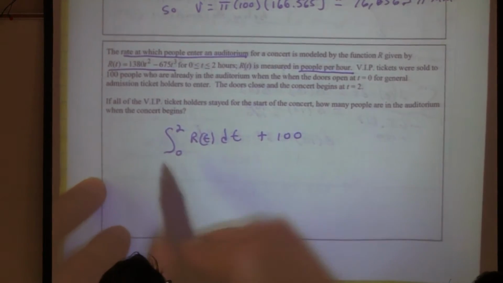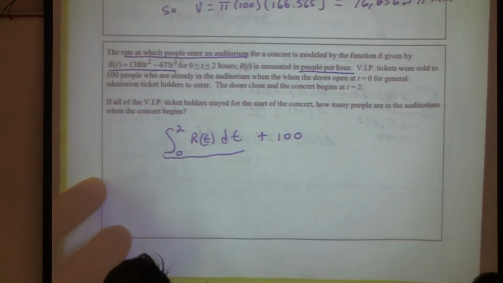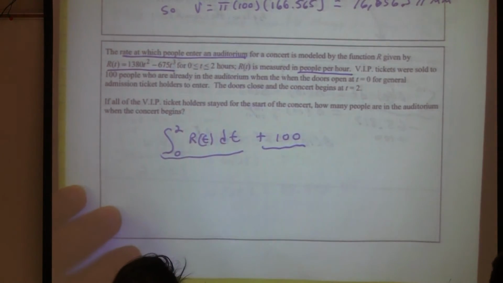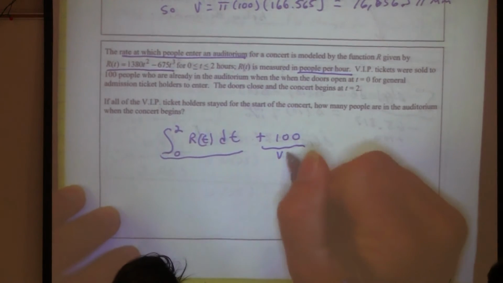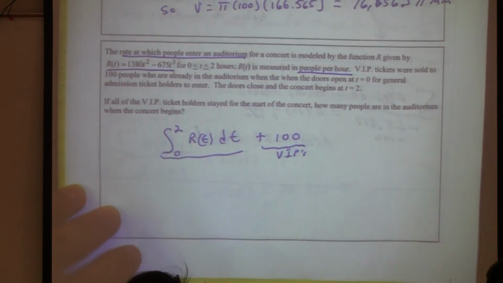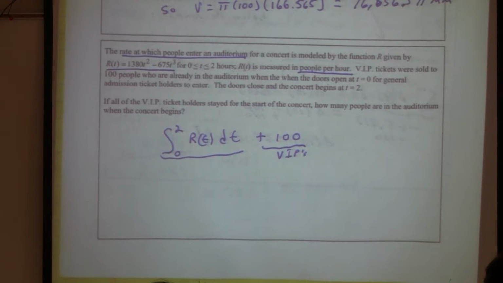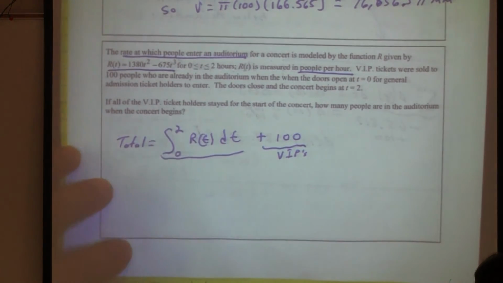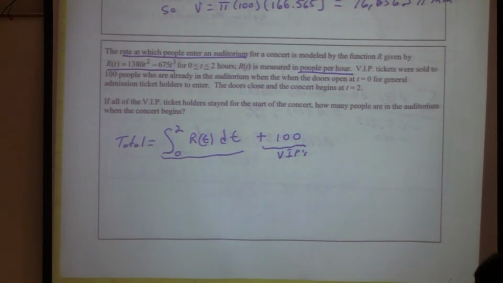What is this giving us here? So that's how many people went in from 0 to 2, right? And then this tells me the amount of people that were already in there that didn't leave, right? These are my VIPs. Okay, and that should equal the total amount of people in the concert from 0 to 2 hours. So tell me what that is.